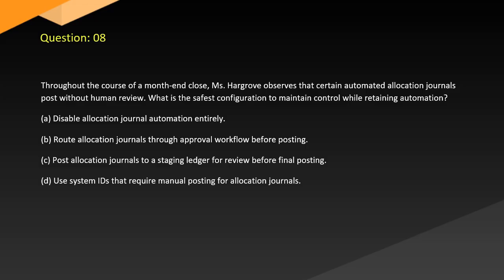A. Disable allocation journal automation entirely. B. Route allocation journals through approval workflow before posting. C. Post allocation journals to a staging ledger for review before final posting. D. Use system IDs that require manual posting for allocation journals.